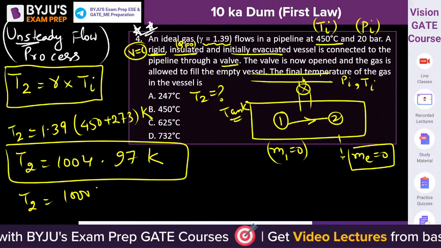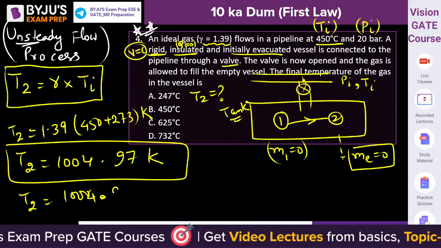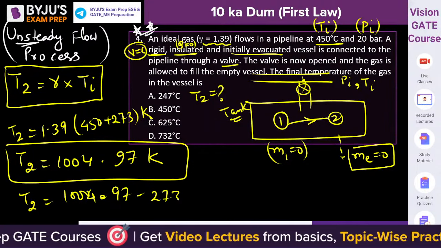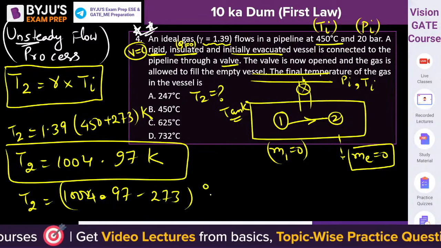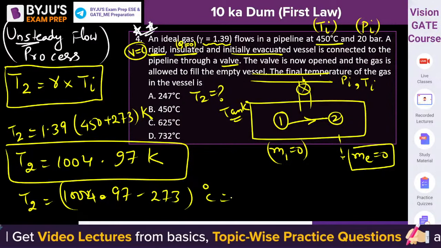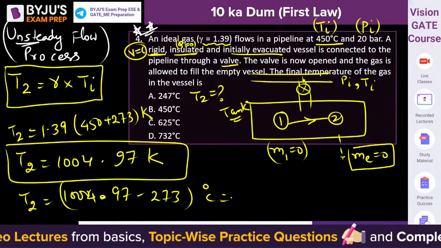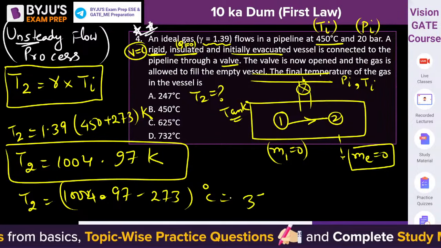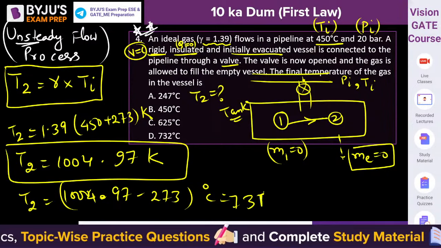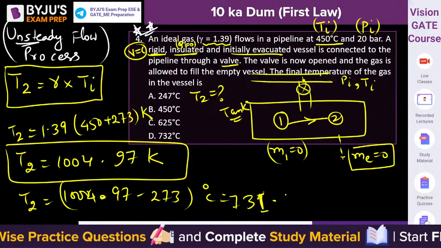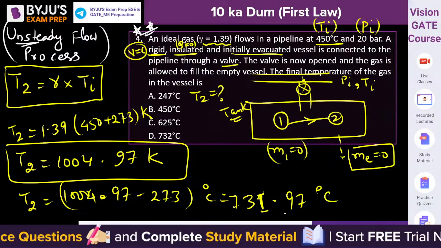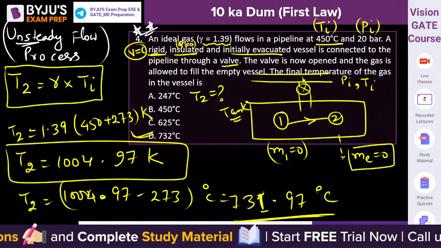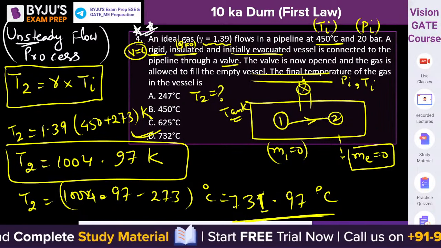So 1004.97 minus 273. That will be in degrees Celsius. What is the answer in degrees Celsius? Minus 273, 731.97 degrees Celsius. 731.97, D is the correct answer.